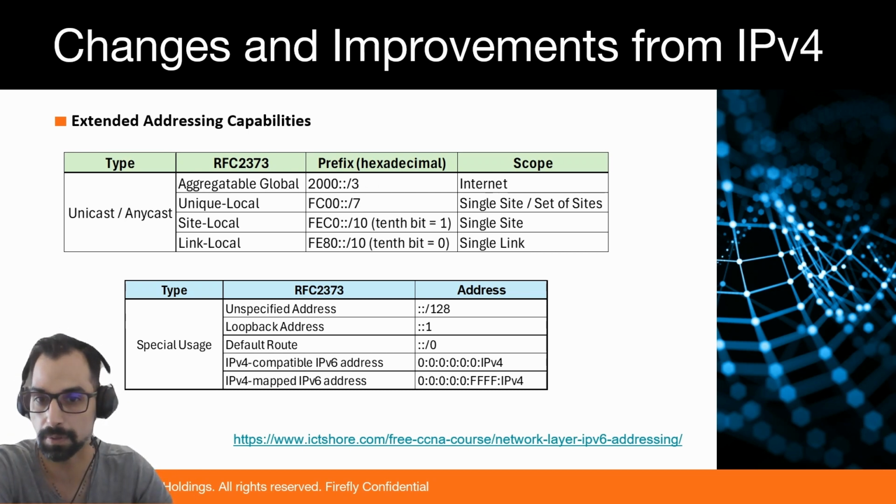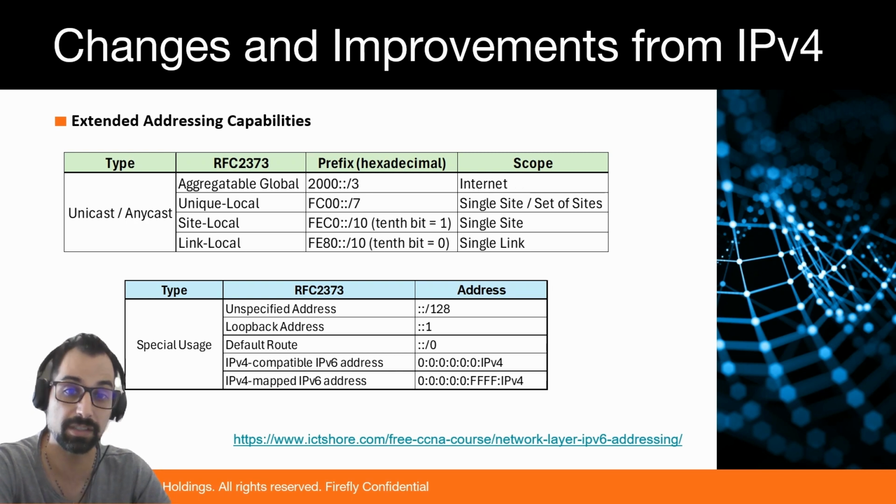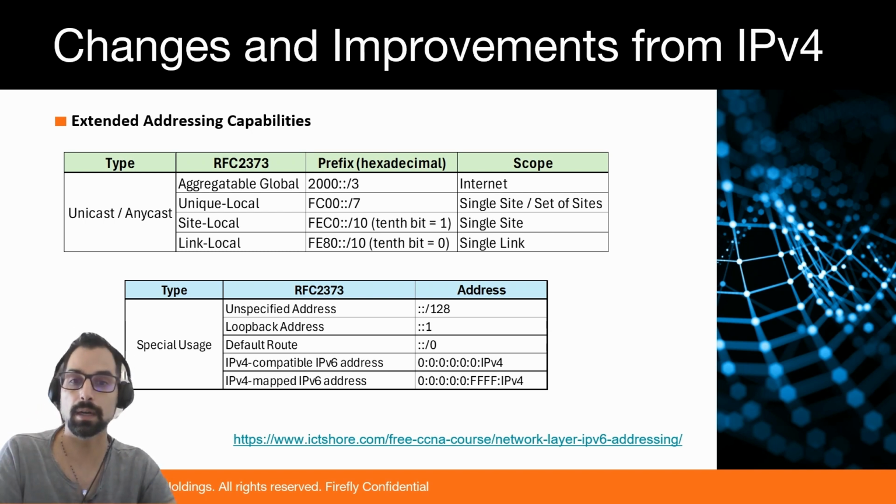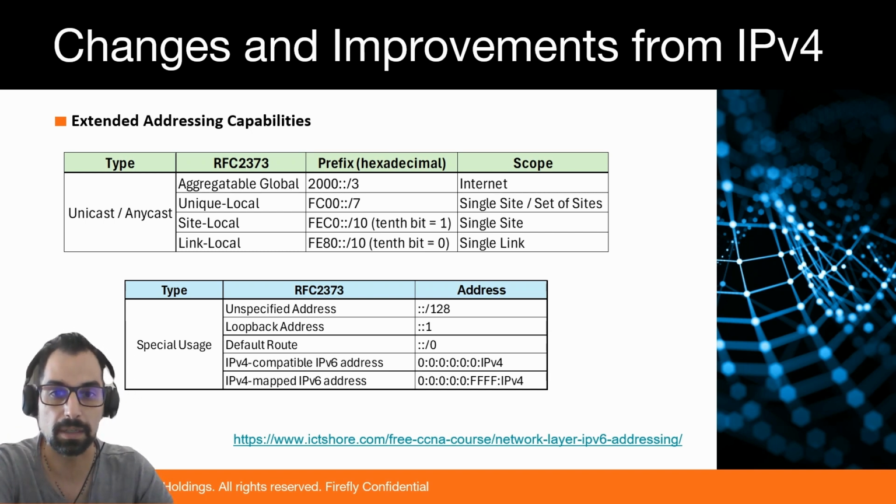Here are a couple of examples of IPv4-compatible IPv6 addresses, where you put the IPv4 address after all these zeros, and IPv4-mapped IPv6 addresses, where you basically use this prefix, those zeros, FFFF, and then your IPv4.